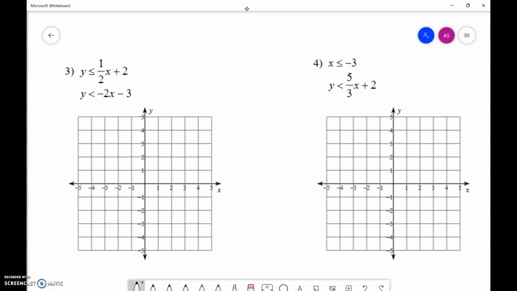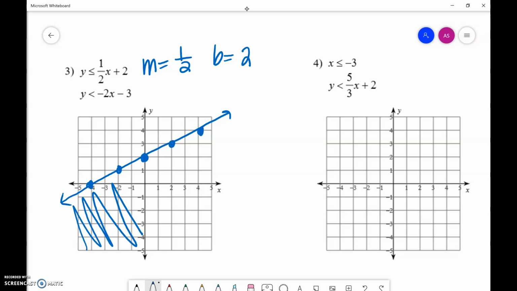Okay, so here, our first graph, our slope is 1/2, our y-intercept is 2. So I'm going to start at 2, and I'm going to go up 1 over 2 each time. Okay, then from here, I have the less than or equal to sign, so that means I'm going to have a solid line. Okay, and then since we have less than or equal to, we're going to shade below. So let's shade below the line.